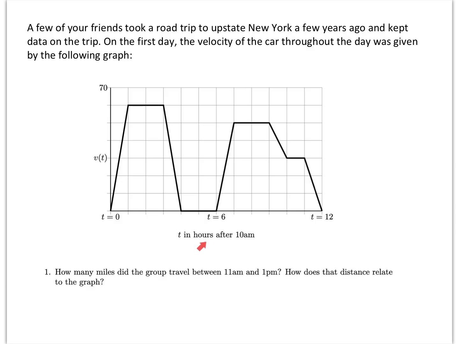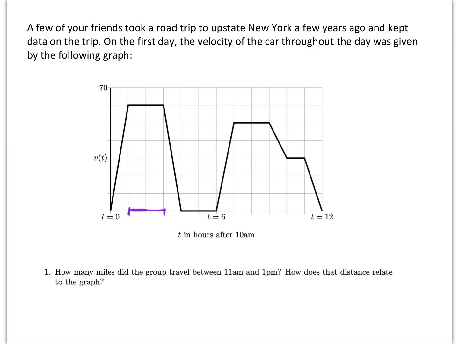So time is measured in hours after 10 a.m. So t equals 0 is 10 a.m. And here's 6. So it looks like each tick mark on my axis is 1 hour. So this would be 1, 2, 3, 4, 5, 6. So if this is 10, then this is 11, the next tick mark. So that's 11 a.m. And 1 p.m. would be right here. So we're looking at this time interval from 11 a.m. to 1 p.m., which is time t equals 1 to t equals 3.